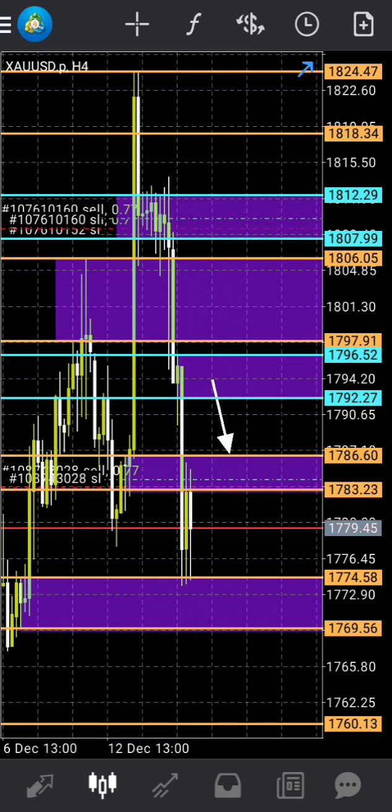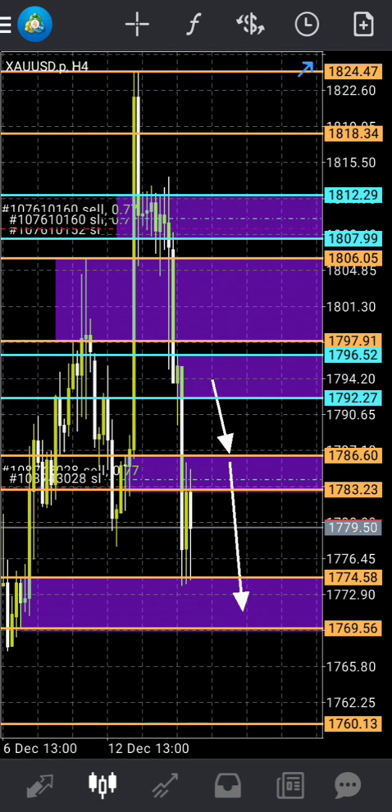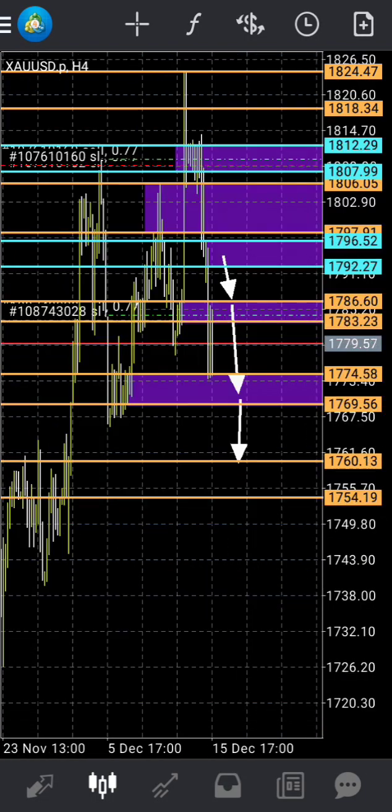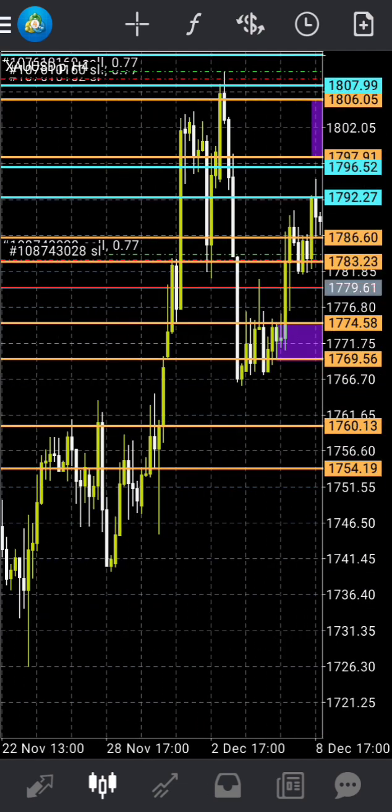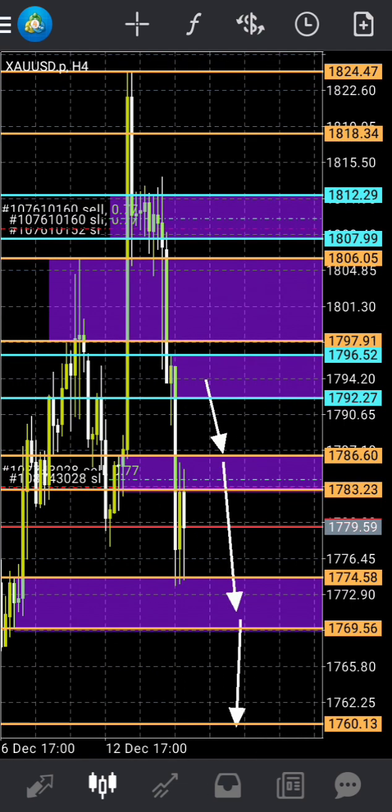And if the price doesn't respect the buy zone here, then the price is going to drop to the bottom here. And then our third TP will be at the lower zone here. Okay, lower zone here. This is a bullish engulfing zone. Okay, this is the sell mapping.